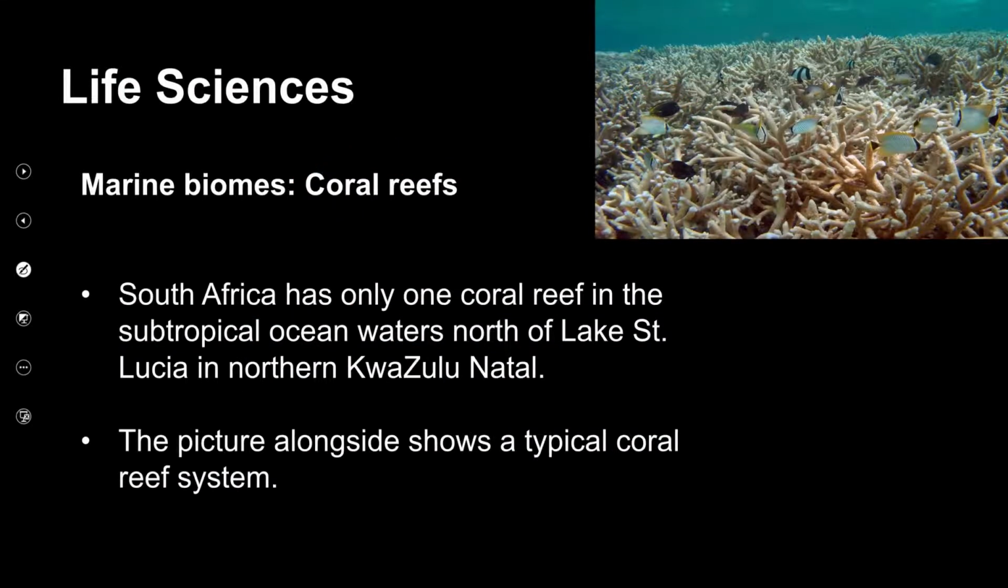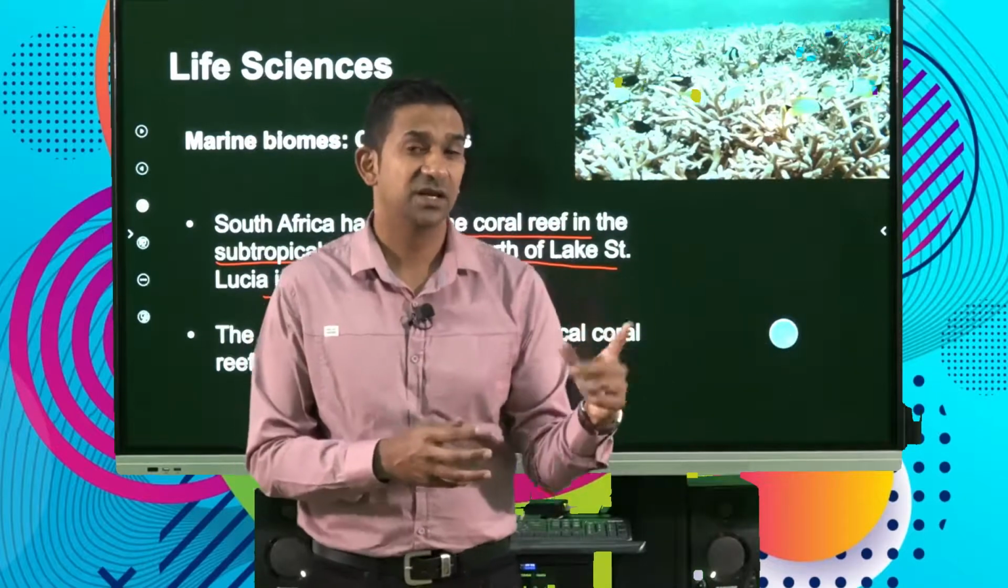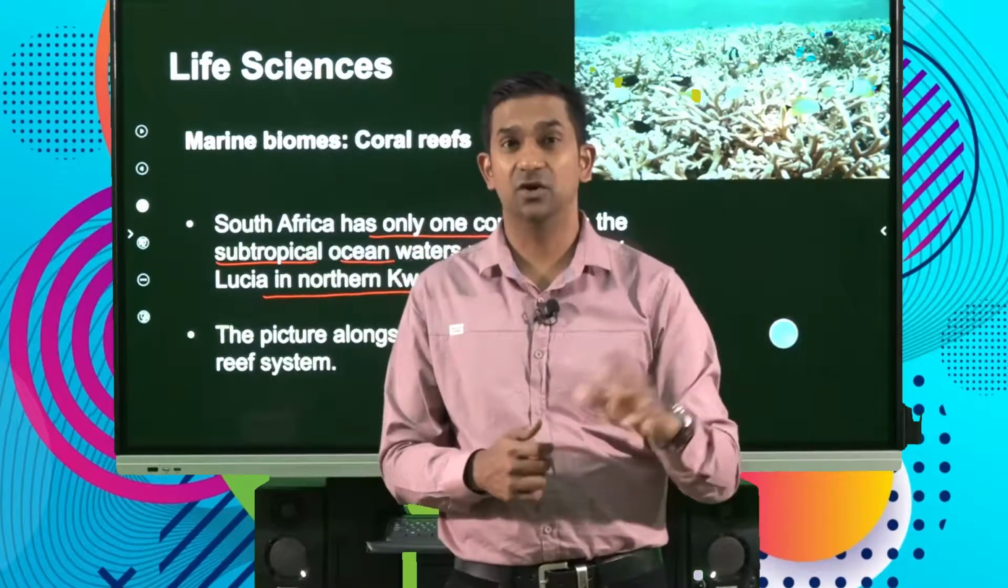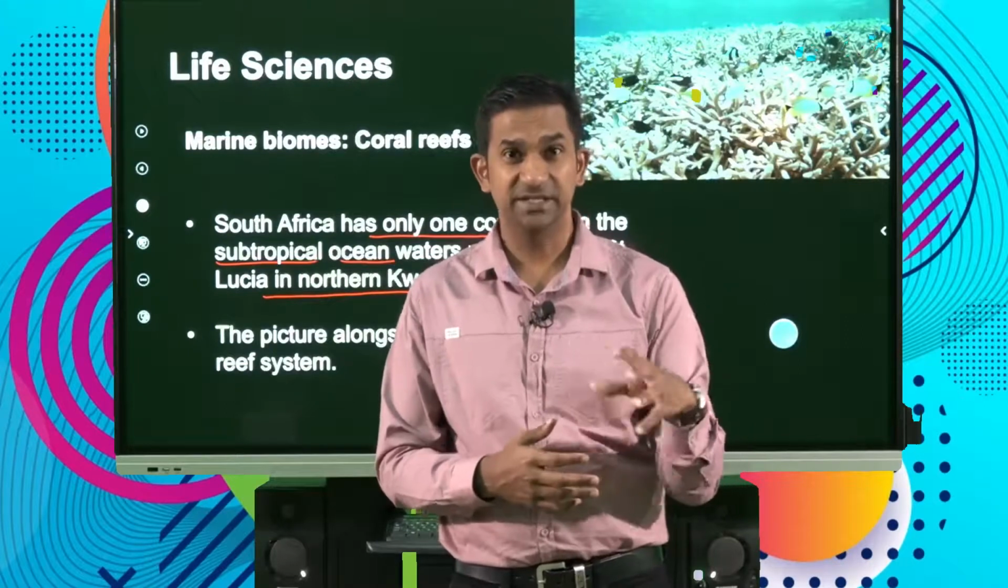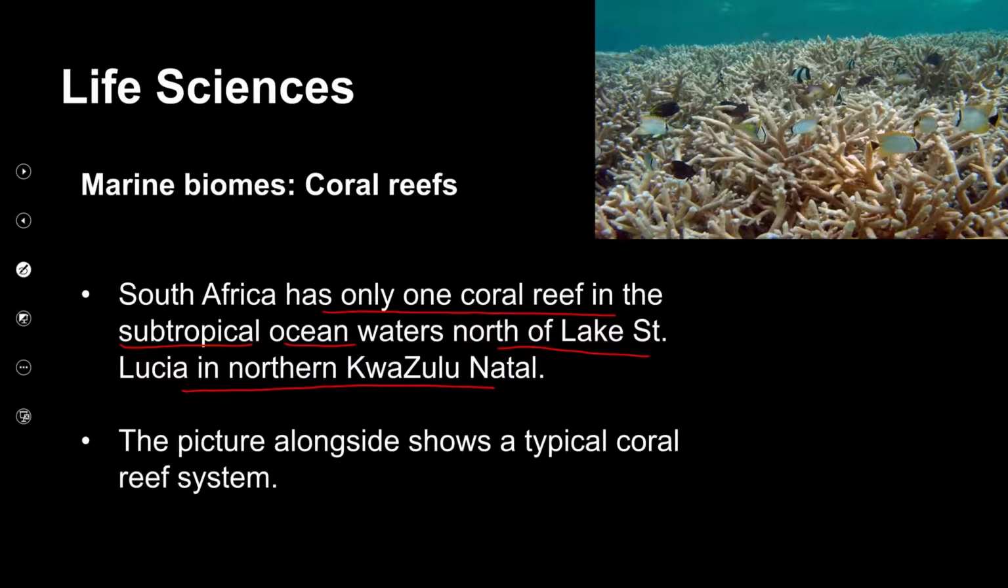Okay, South Africa has only one coral reef, and that's in the subtropical ocean waters of Lake St. Lucia along the northern KwaZulu-Natal. So if you've been towards KwaZulu-Natal along the northern coast, you find that there's an estuary along St. Lucia, but you also find further along the shoreline that there is a coral reef which is unique to South Africa. So this is an image that shows you the typical corals, and you can see that these are fish that have actually created these microhabitats in which they feed and find food.